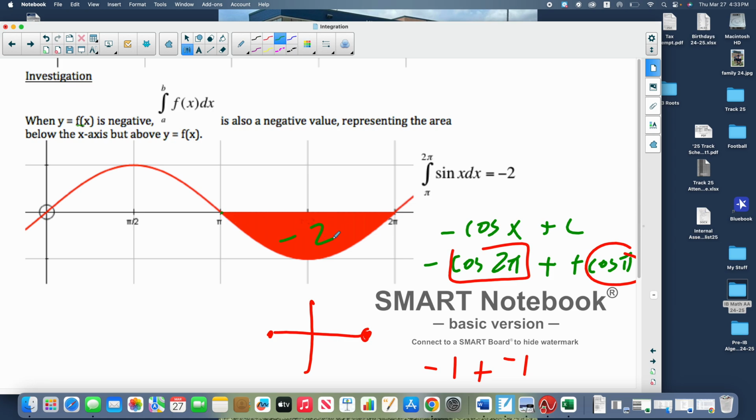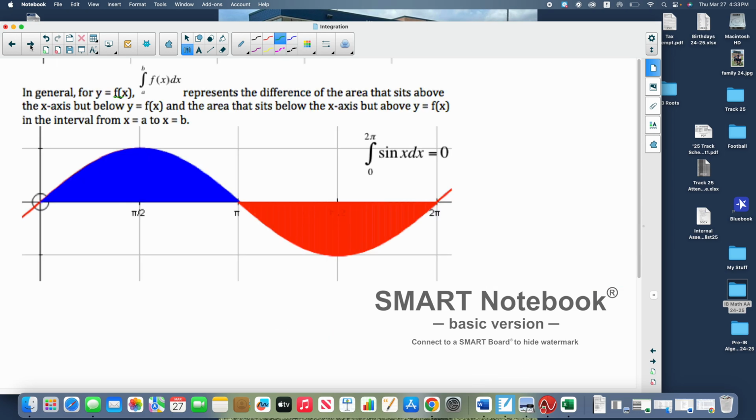Now we talked about shapes earlier, a couple days ago. What if we put the two together? If this is 2 and this is negative 2, they offset each other because one's above and one's below, and the integral for the whole thing would be 0.